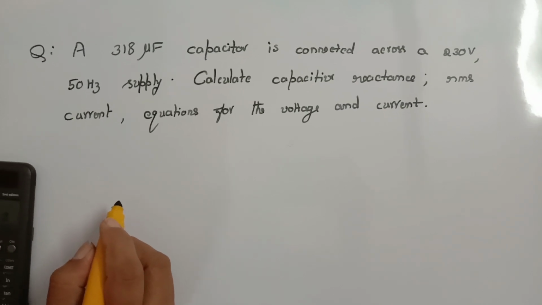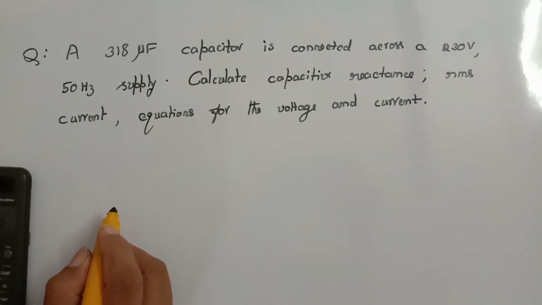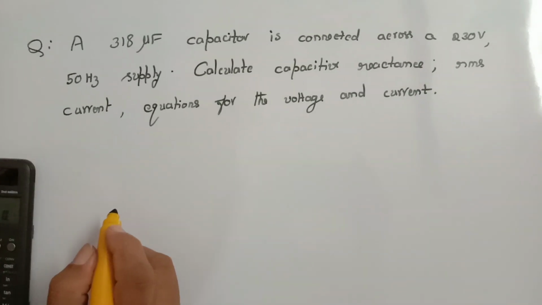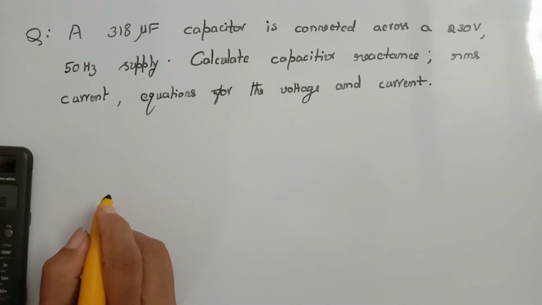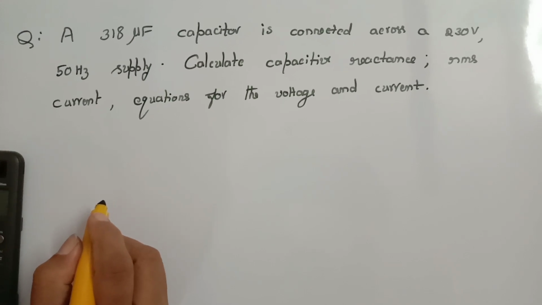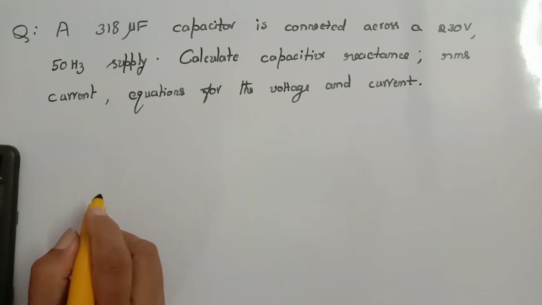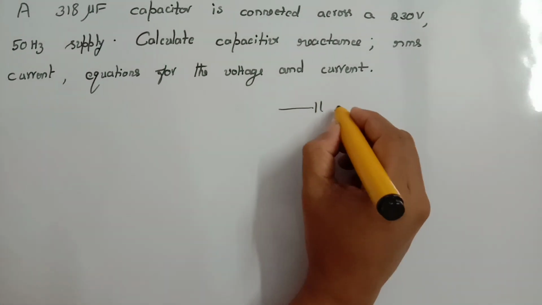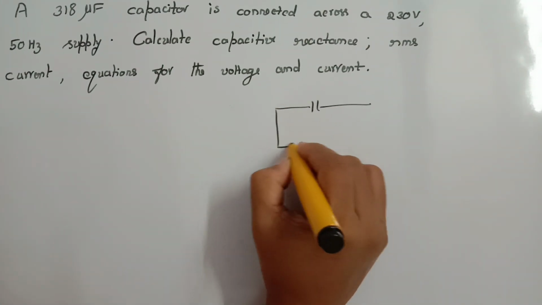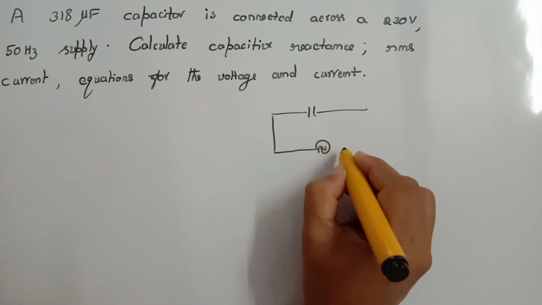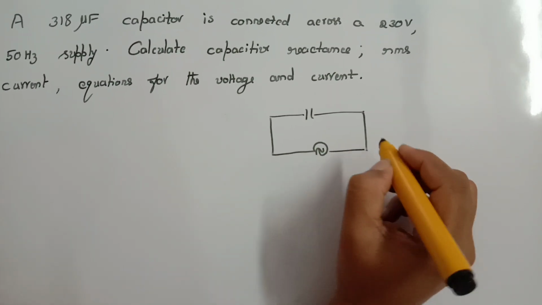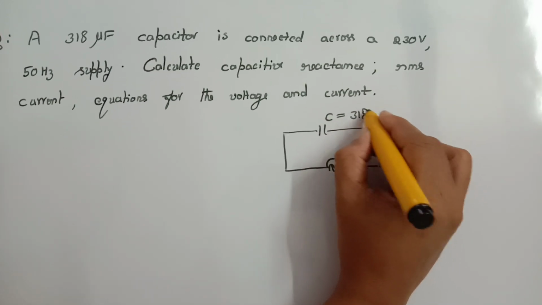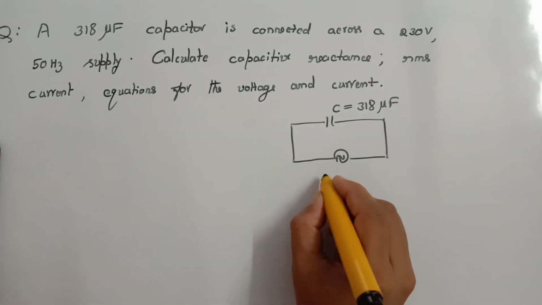Question. A 318 microfarad capacitor is connected across a 230 volt 50 Hz supply. Calculate capacitor reactance, RMS current, equations for voltage and current. So first we'll write down the given parameters. It is a pure capacitive circuit which is connected across AC voltage. Its value C is given 318 microfarad. Supply voltage is given.